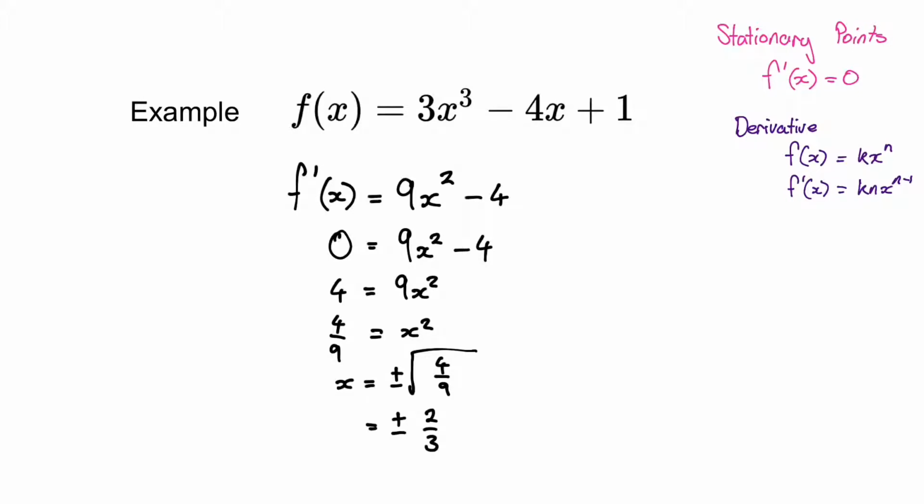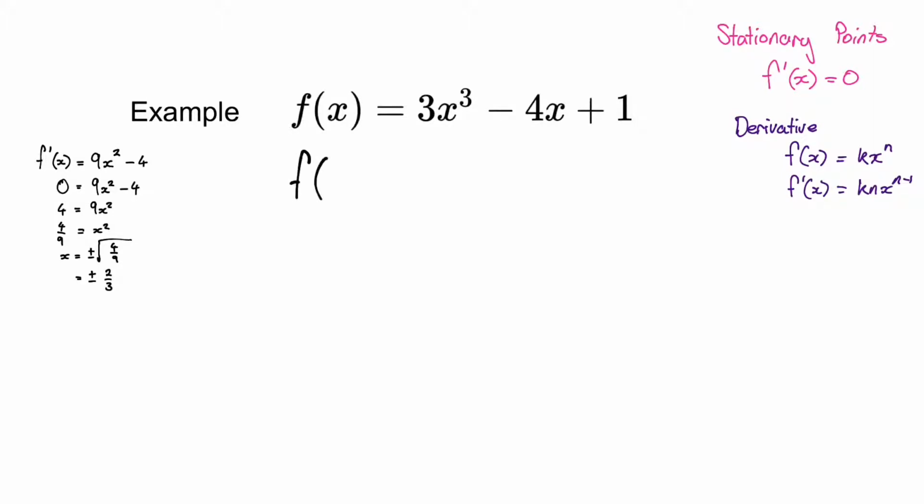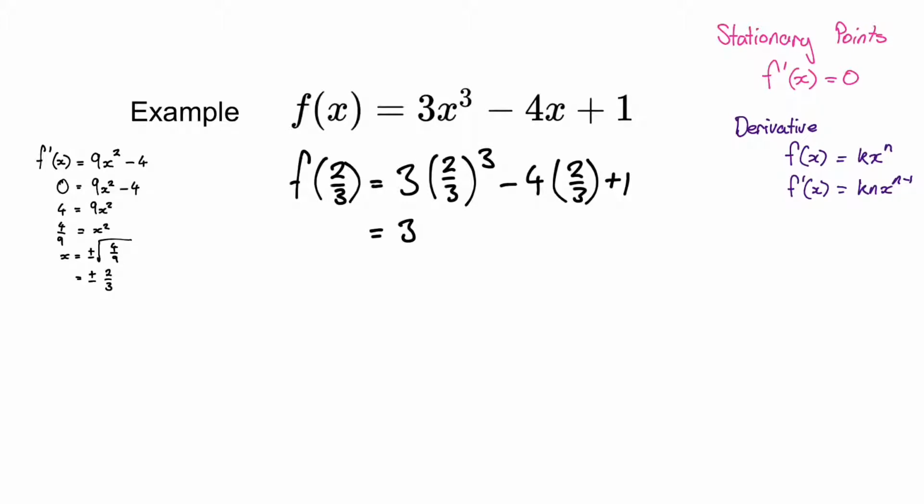Now that we've found when our derivative is equal to 0, we can find the stationary points. So let's put our first value of x in. We get f of 2 over 3, and that gives us 3 outside of 2 over 3 cubed minus 4 outside of 2 over 3 plus 1. Solving this out, we get 3 times 8 over 27 minus 4 times 2 is 8 on 3 plus 1, which is equal to minus 7 on 9.